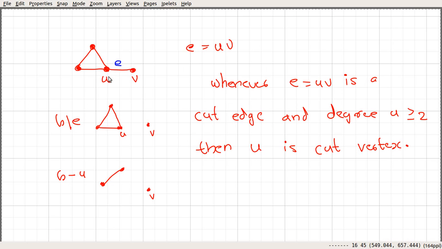Here we can see that this V is not a cut vertex because it doesn't satisfy this condition. Whereas this vertex U, which is an end point of this edge, which is a cut edge, has degree greater than 2. So degree of U is 3 here, right? So that says that vertex will be a cut vertex.